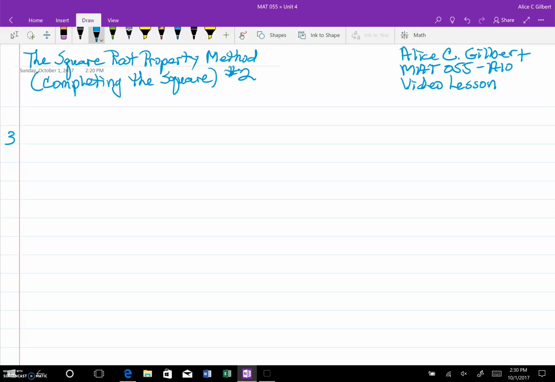So example number 3. We've got r squared plus 3r minus 1 equals 0. Okay, so I look at this and once again I say, well, this sign is not positive, so this is not a perfect square trinomial. But what if, just pretend, I had 3r plus 1 equals 0. Well, now that is a plus, so maybe it's a perfect square trinomial.